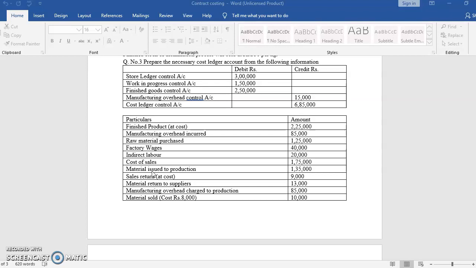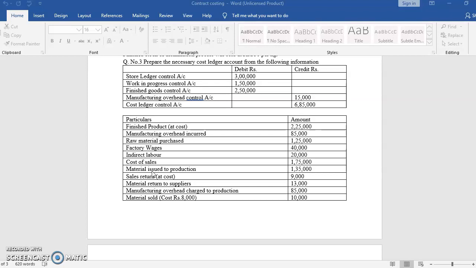Then material return to supplier, exactly opposite for material purchase. So debit side of the cost control account and credit side of store ledger control account. So write down on the credit side of store ledger control account by cost control 13,000, and on the debit side of cost control, write down to store ledger. So when we have issued to the store, we have written on the credit side of cost control account. Now it's a return from the store, so we have to record on the debit side.